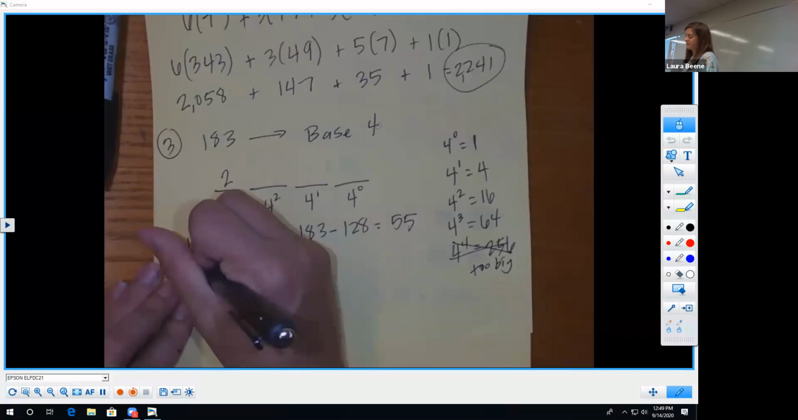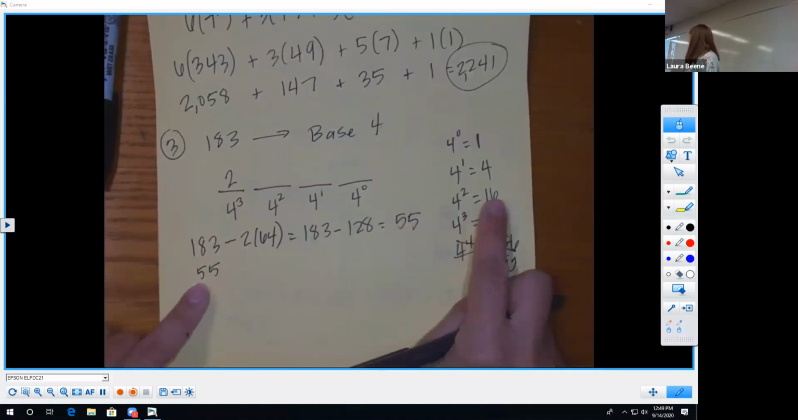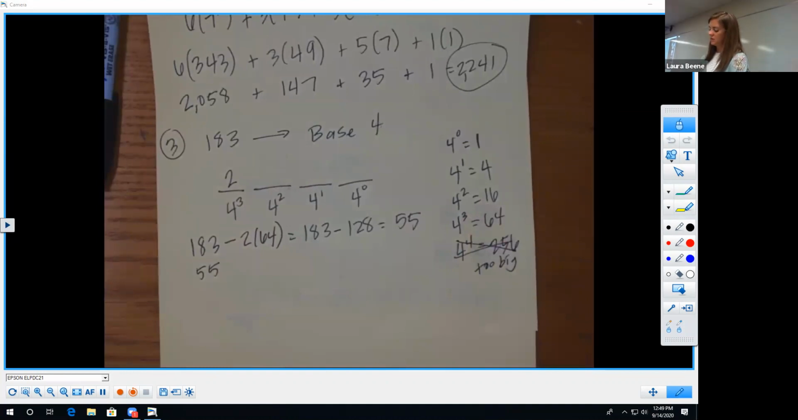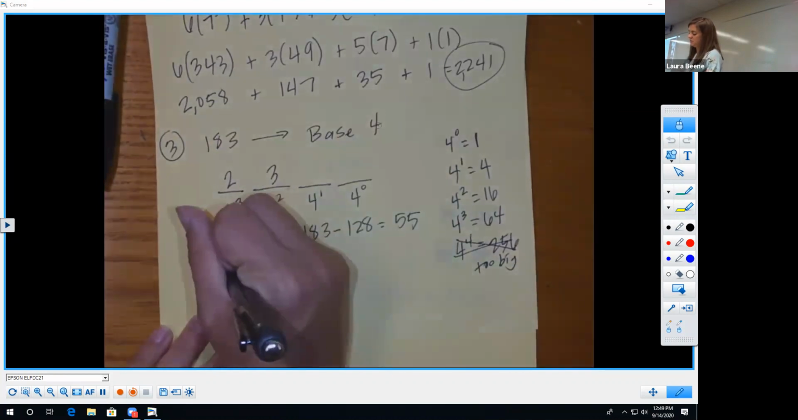So if I have 55 pieces left over to work with, and I want to make flats now, it takes 16 pieces to make a flat. So how many would fit in there? 16 times 2 is 32. 16 times 3 is 48. So I can make 3 of them. 16 times 4 is too big. It's 64. So I can make 3 flats now.